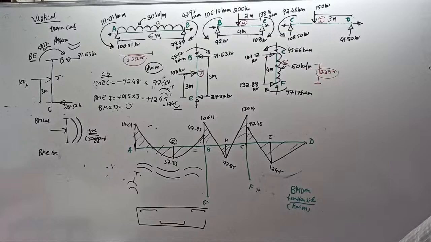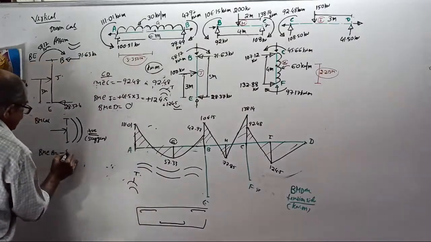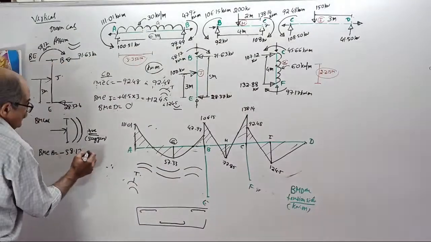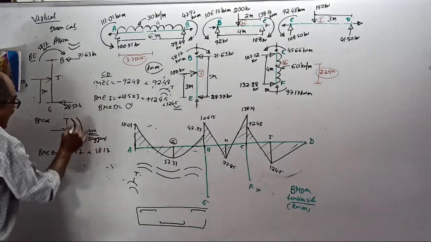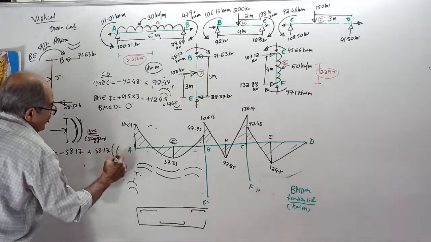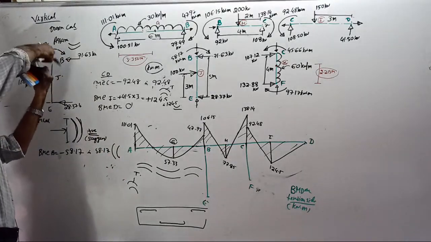Pause, tell me now. I will make it fully clear. Hogging. So, you write minus 58.17. It is not sagging, that much is hogging. See here. Clear or not?